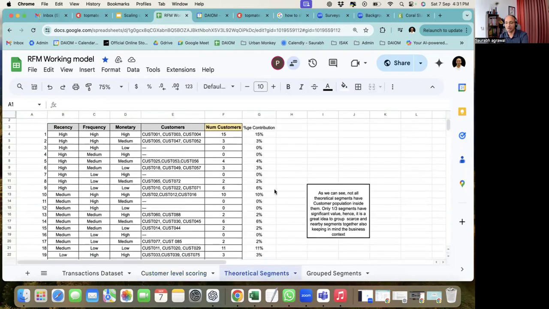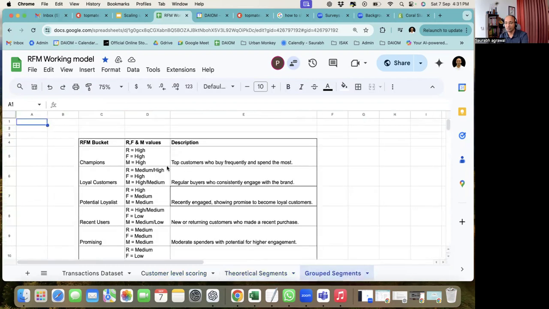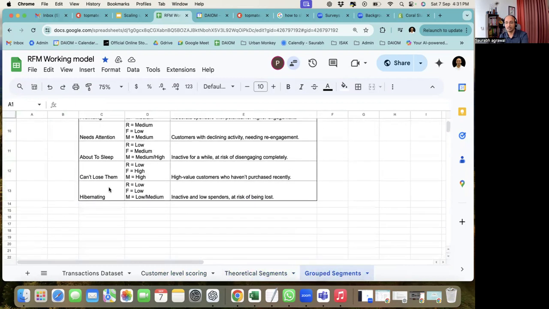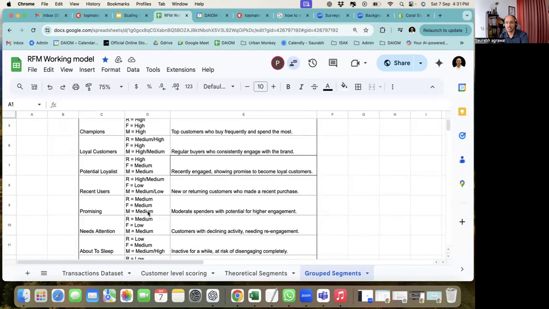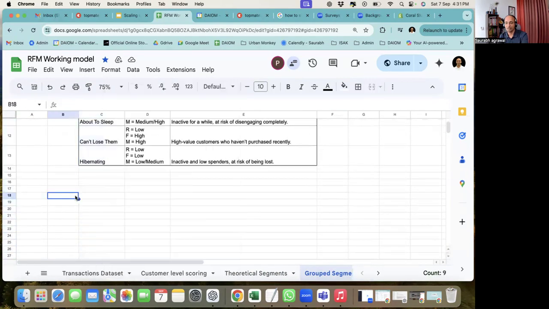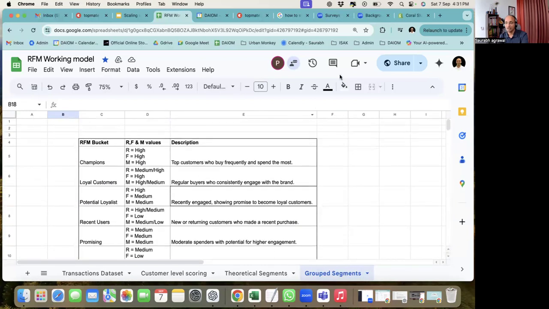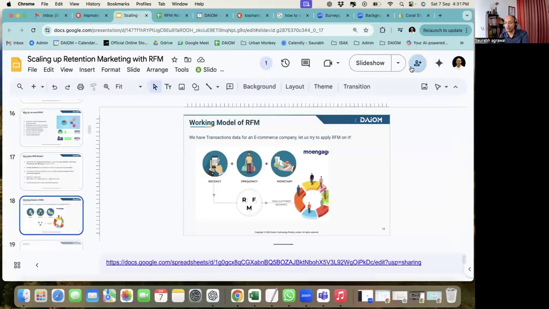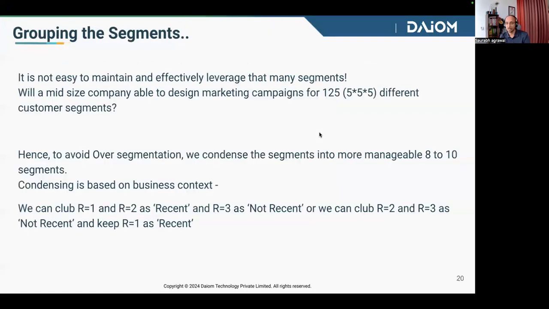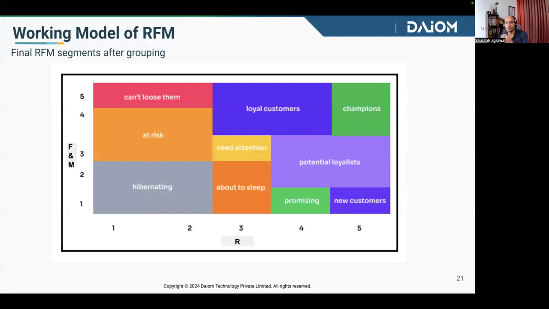So theoretical segments are such that champions are people who have high across, and hibernating are low frequency, low monetary. So basically you combine them into fewer buckets. I think 7, 8 buckets you combine them into. So ultimately you have these 7, 8 buckets which you need. But what you do is you create these 27 segments and combine them into logical segments. Okay, this is a very important step to do.